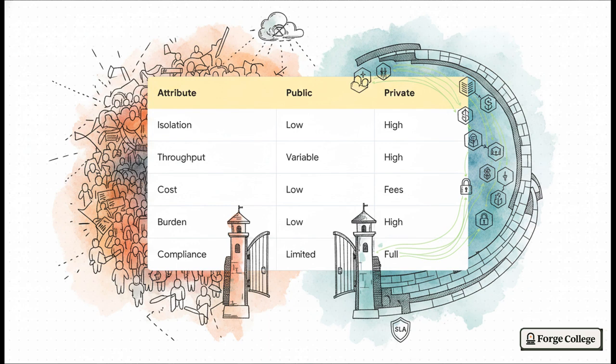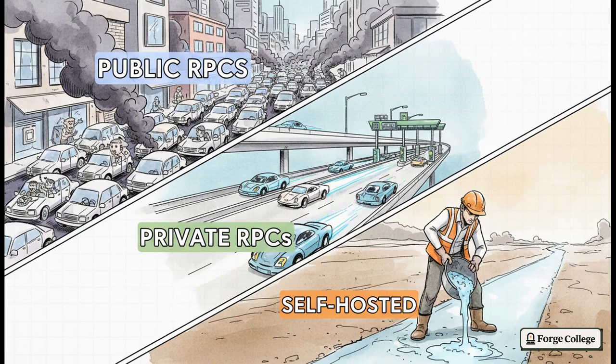Public endpoints, on the flip side, are usually free. But the catch is, you are completely exposed to global network load. You get zero isolation and honestly very limited control over compliance. A great way to visualize this is through daily transportation. Public RPCs are basically shared, congested city streets during rush hour. Private RPCs are like having your own toll-paid, reserved expressway. And a self-hosted setup? Well, that's you literally mixing the concrete and paving your very own highway.